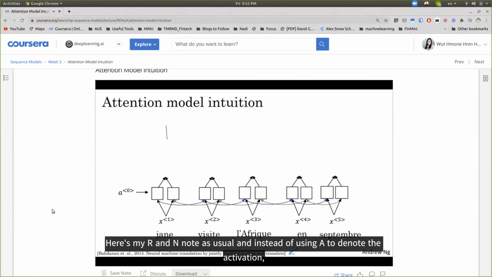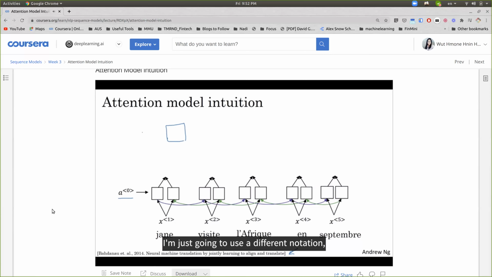We're going to use another RNN to generate the English translation. So, here's my RNN node as usual. And instead of using A to denote the activation, in order to avoid confusion with the activations down here, I'm just going to use a different notation. I'm going to use S to denote the hidden state in this RNN up here. And so instead of writing A1, I'm going to write S1. And so we hope in this model that the first word it generates will be Jane, to generate Jane visits Africa in September.